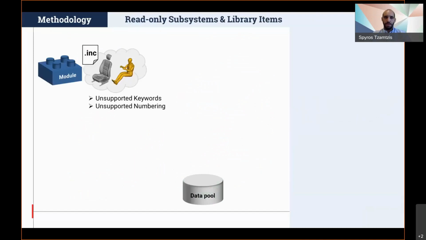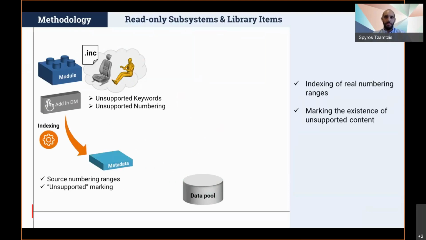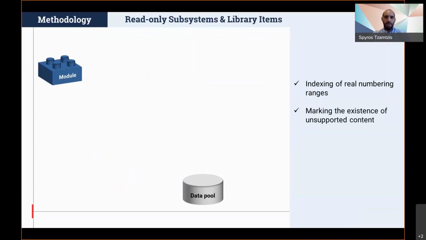Switching to a different subject, it is now possible to mark subsystems and library items as read-only in order to indicate that their files should be treated as black boxes during build and save operation. The indexing process that extracts the definition attributes of a library item or a subsystem the moment it is added in DM has been enhanced in order to also extract information on whether the file contains unsupported keywords or unsupported numbering. Once the base modules are added in DM, their source numbering ranges are indexed together with a marking for the existence of unsupported content.